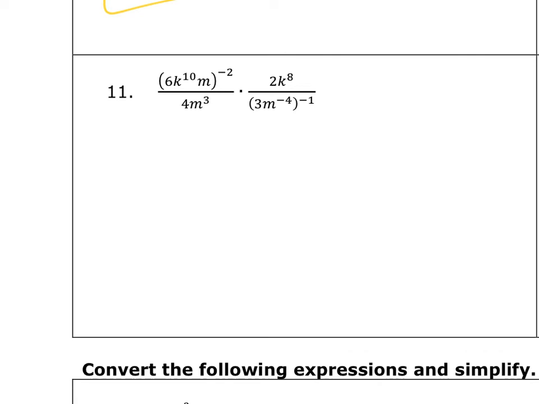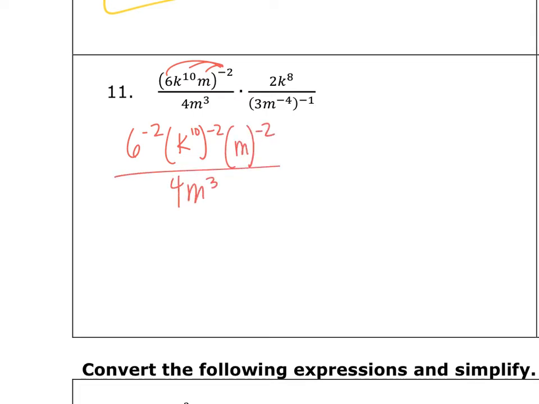Problem 11, this one kind of has a lot going on, so I'm going to distribute first and then put everything together as much as I can. So on the top, 6 gets a -2, k to the 10 gets a -2, m gets a -2, the bottom stays the same. And over here, everything on the bottom gets a -1, the top will stay the same. So 3 gets a -1, and m to the -4 gets a -1.